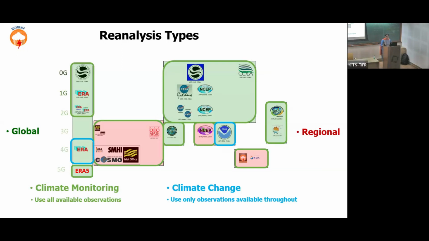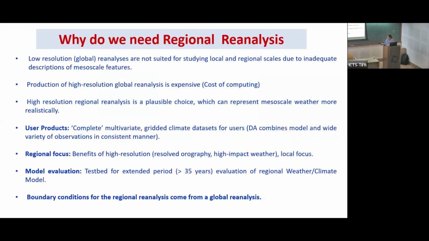So there are two types of reanalysis. Actually, reanalysis we are running for a long period, a minimum of 30 to 40 years. Climate monitoring reanalysis means we use all types of available observation, and climate change means whatever data is available continuously throughout the period of reanalysis, only that is used. So these are some examples of reanalysis types.